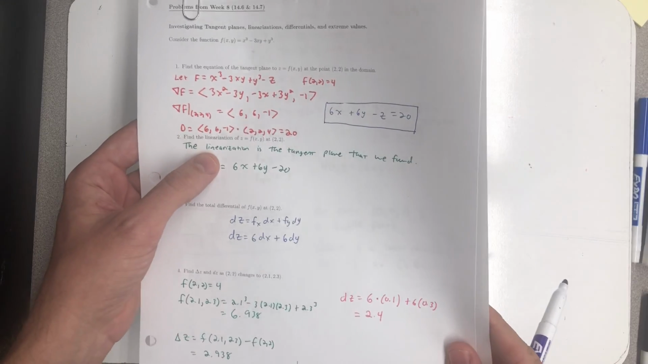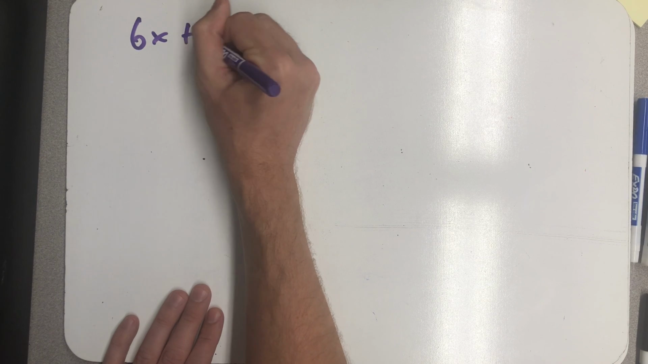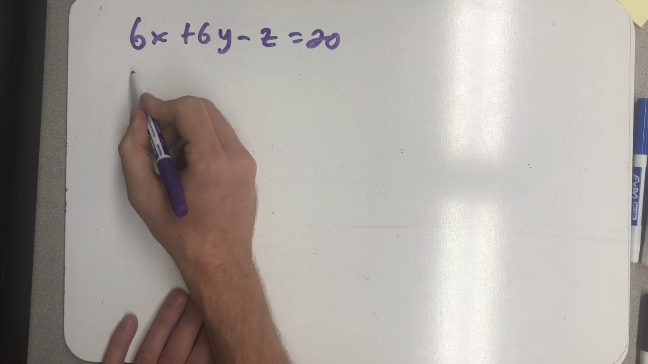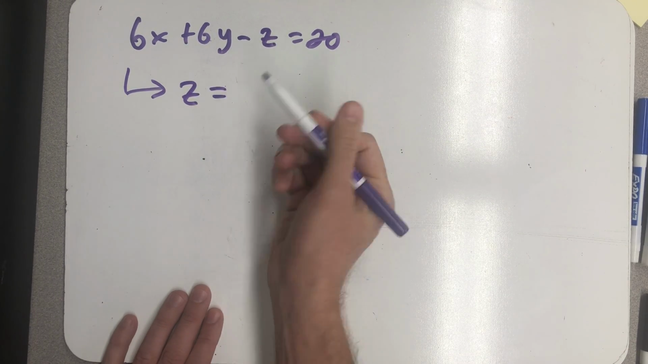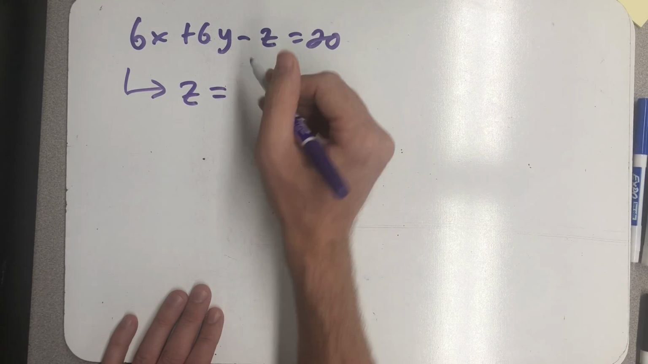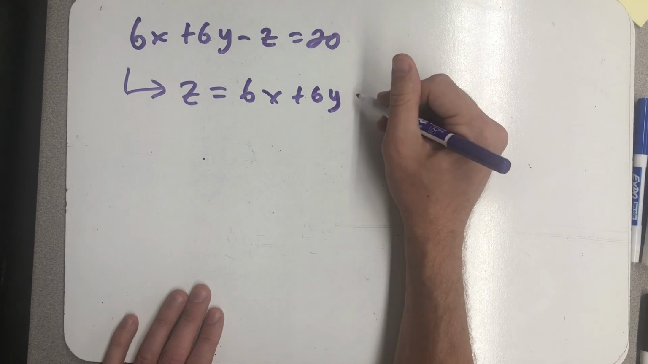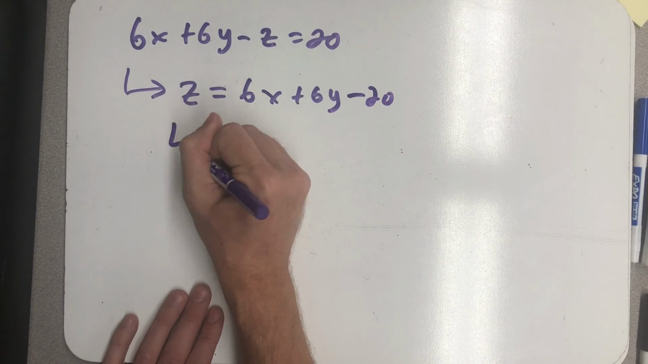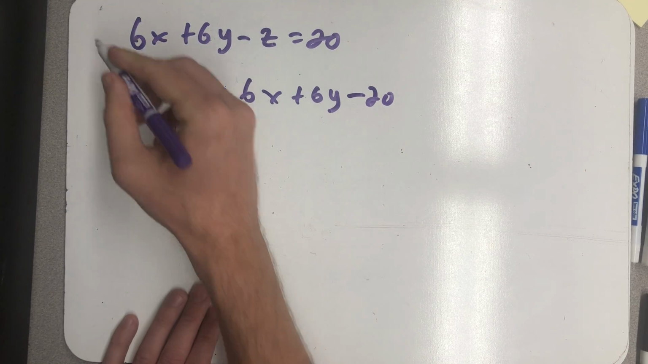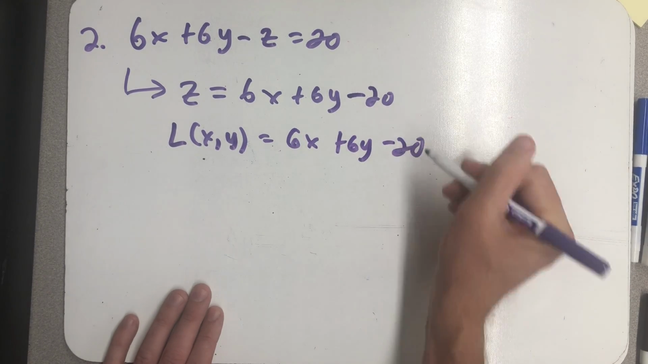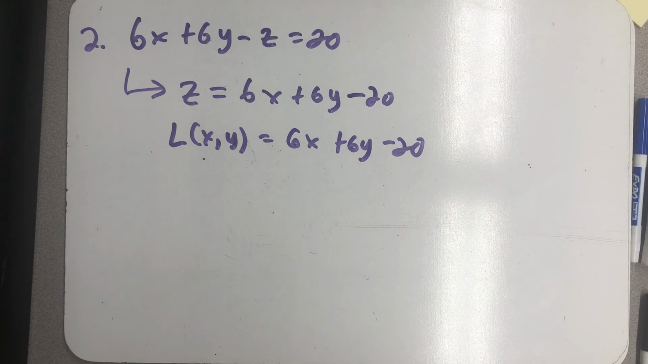In problem number 2, I'm asked to write down the linearization of f of xy at that same point. Well, I know my tangent plane is the equation 6x plus 6y minus z equals 20. A linearization is just the tangent plane. So I just need to solve for z. So I can add z to both sides and take 20 away from both sides. And here is my linearization, the standard linear approximation of the function. All right, so I have my linearization.